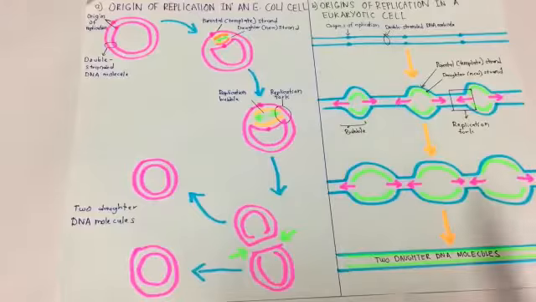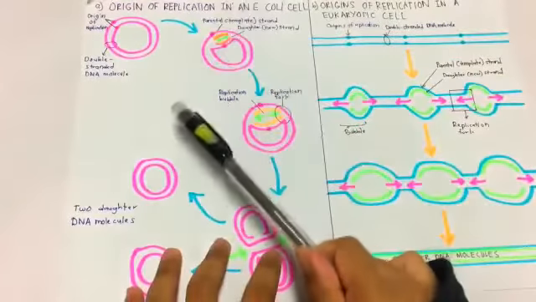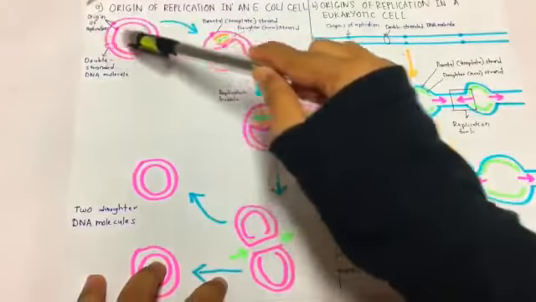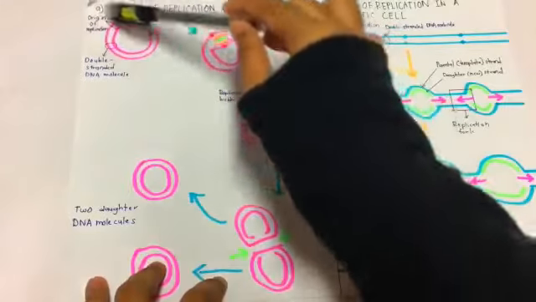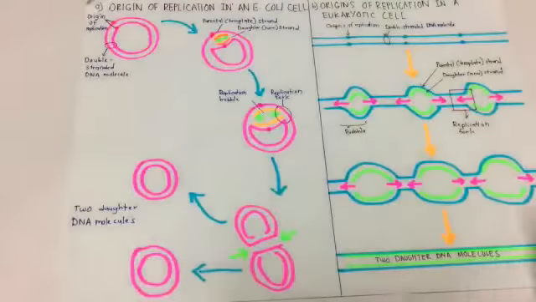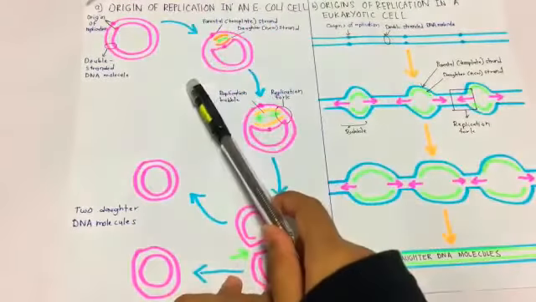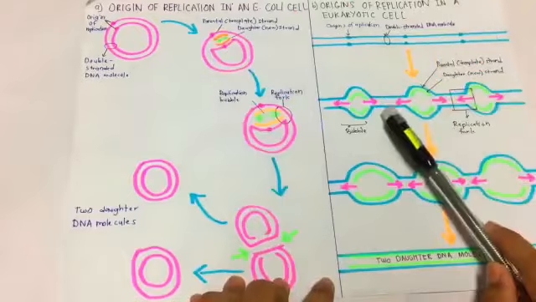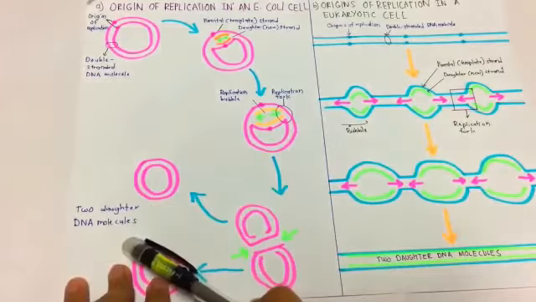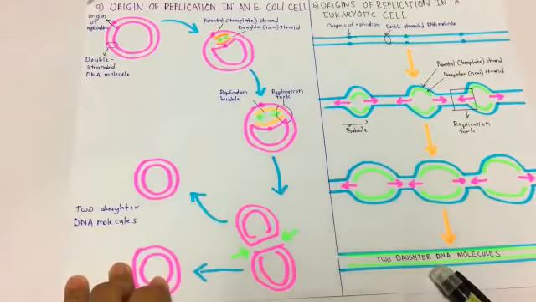In an E. coli cell that is prokaryotic cell, usually have only one origin of replication on each circular DNA molecule. This is the differences between prokaryotic cell and eukaryotic cell. But the way how two daughter DNA molecules produced still the same.